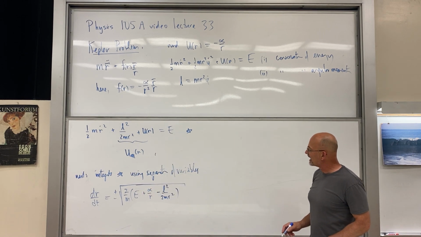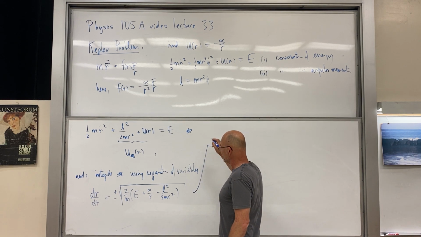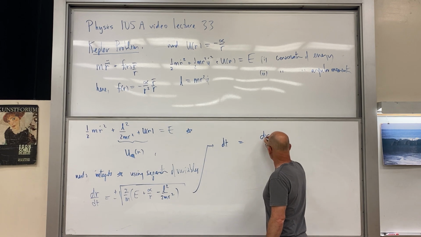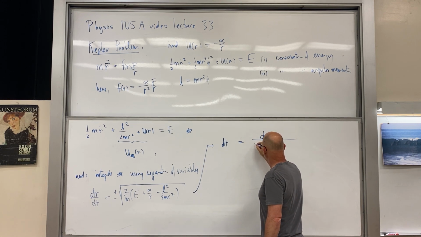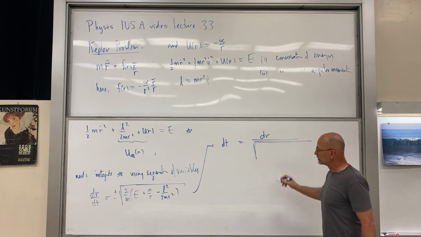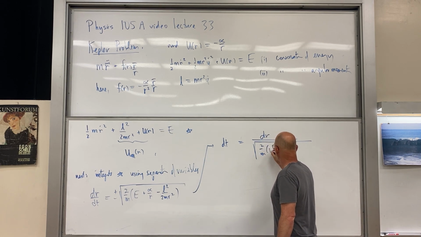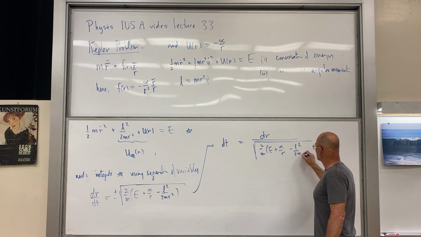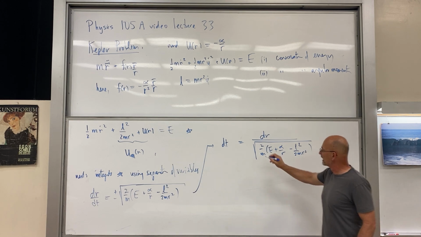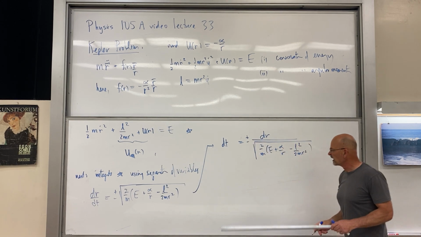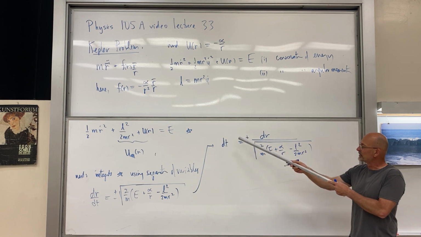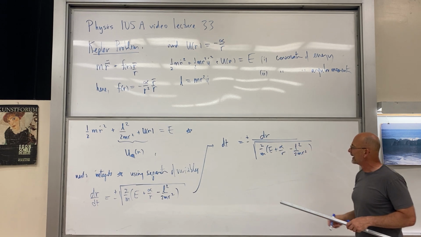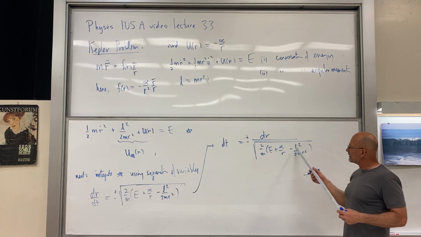Okay. And to get the time, we could write dt is equal to dr divided by this expression here, the square root of 2 over m times E plus alpha over r minus L squared over 2m r squared. And we'll keep the plus or minus here. So we would integrate both sides. We'd have t as a function of r, with an integration variable r prime. And then if we could invert that, we would have r of t.